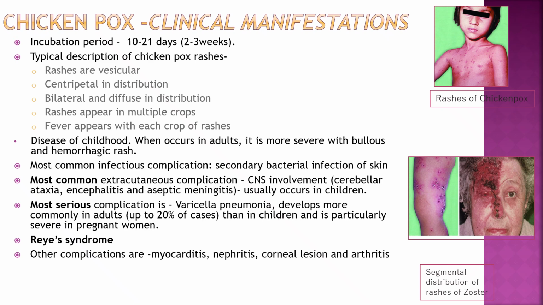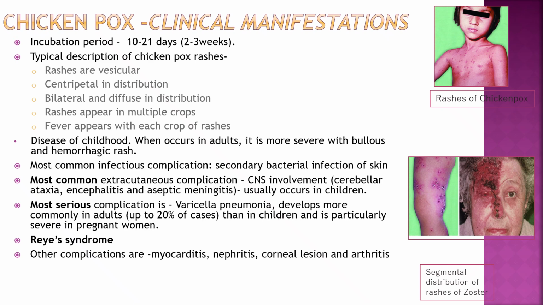Chickenpox clinical manifestations: incubation period is 10 to 21 days. Typical description of rash: vesicular, centripetal in distribution, bilateral and diffuse, appearing in multiple crops. Fever appears with each crop of rashes. It is a disease of childhood; when it occurs in adults, it is more severe, with bullous and hemorrhagic rash.